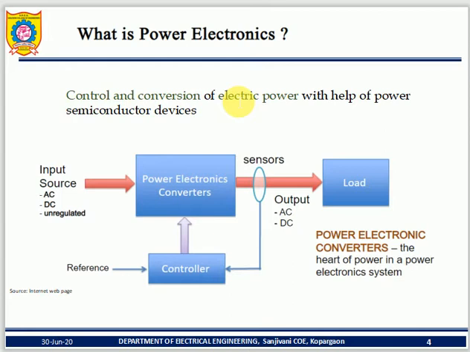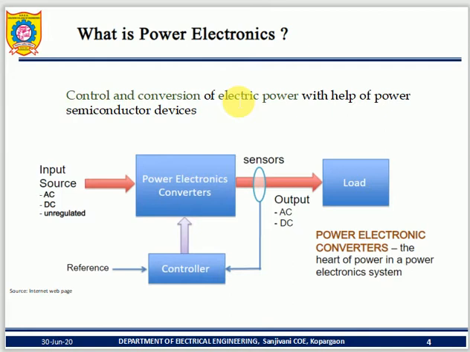The fourth one, AC to AC, is called a cycloconverter as well as an AC voltage regulator. These are two converters that do AC to AC. What is a converter? One form to another form. Which form to which form are you going to convert? AC to DC, DC to DC, DC to AC, or AC to AC. There are four types of conversion.